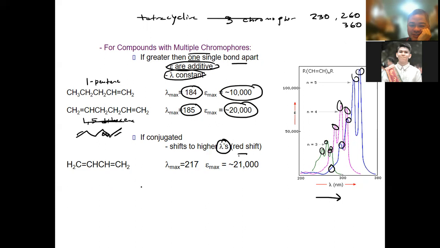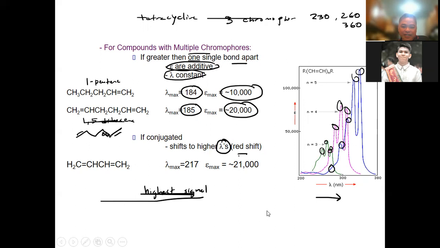You're going to use the one that has the highest signal. Because when you have the highest signal, you just need a small, low concentration to detect it.